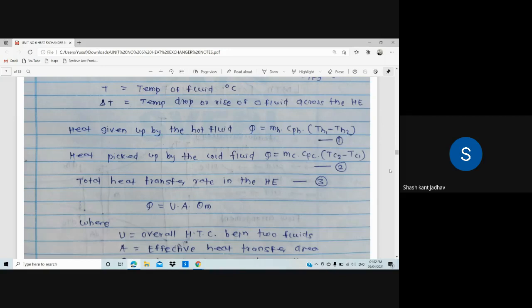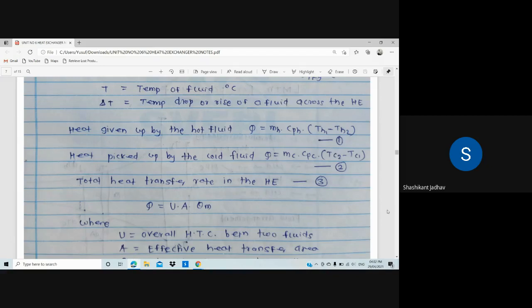ज्यावेळेला आपण heat exchanger साठी equation लिहिणार आहे, whole heat exchanger साठी, at that time we have to consider theta m, and that theta m is nothing but log mean temperature difference. Okay, overall heat exchanger साठी तुम्हाला जर इक्वेशन लिहायचं असेल तर at that time we have to write down the equation as Q is equal to U into A into theta m.